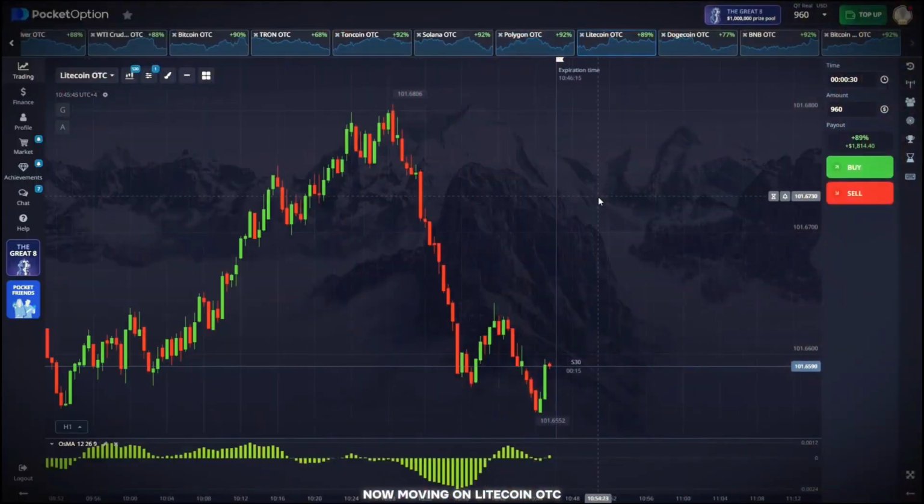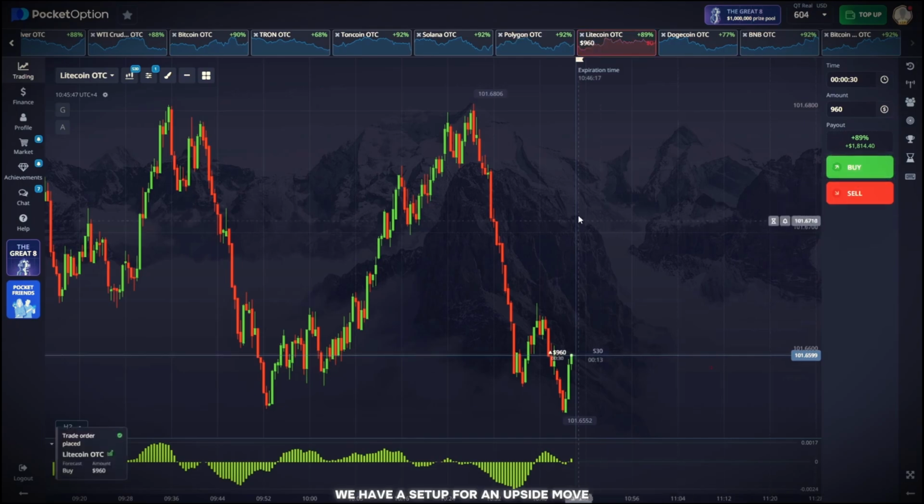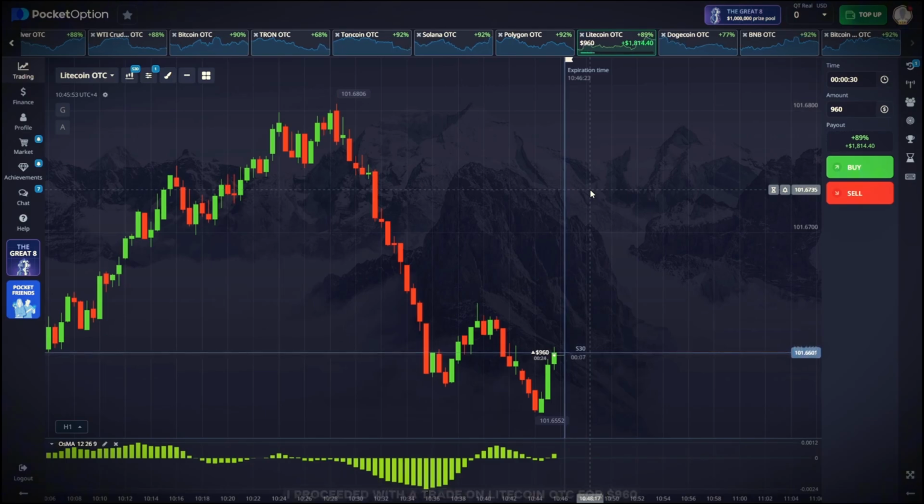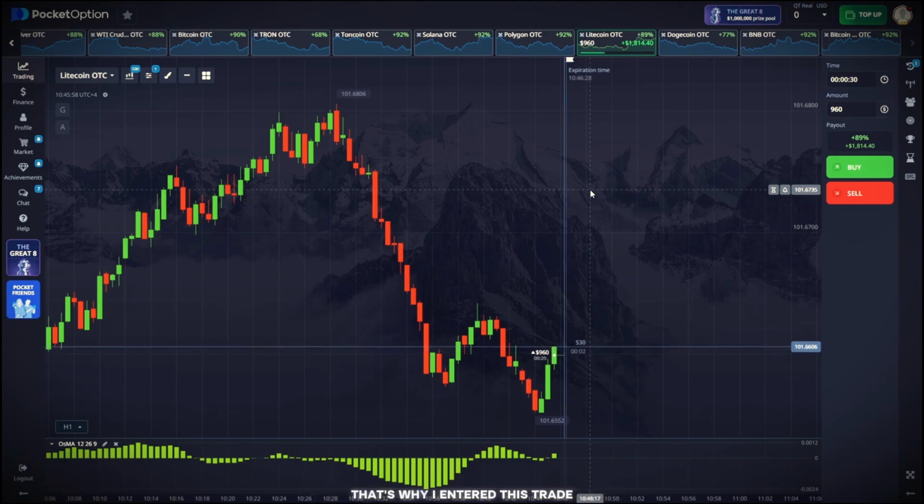Now moving on, Litecoin OTC, we have a setup for an upside move. I proceeded with a trade on Litecoin OTC for $960. As you can see, the indicator was signaling an upward move. That's why I entered this trade.